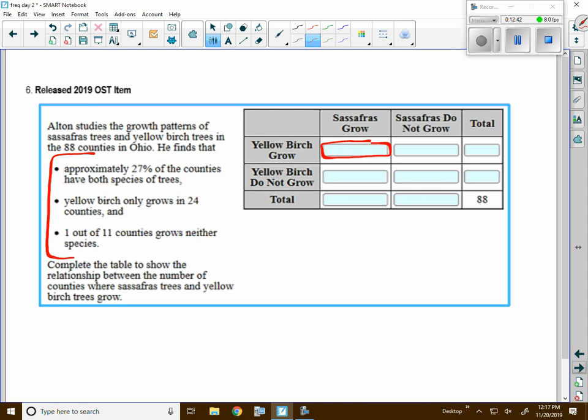Now we have to find it. So if 27% of the counties, how many counties are there? 88. So let's do 0.27 times 88. I'm getting 23.76. Before we write that down, round it, because we're not going to have like 0.76 as a county. So let's round that to 24. I'm going to put 24 there. Make it a whole amount of counties. Okay, so that's done. We took care of that.